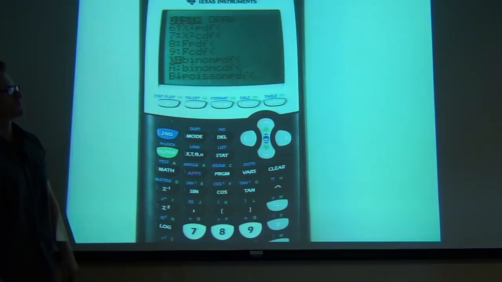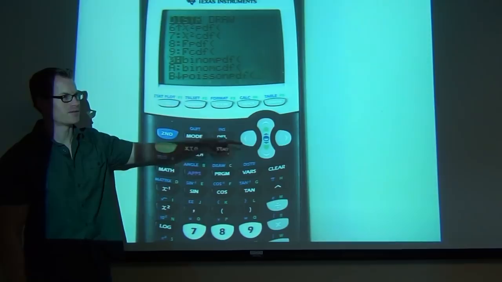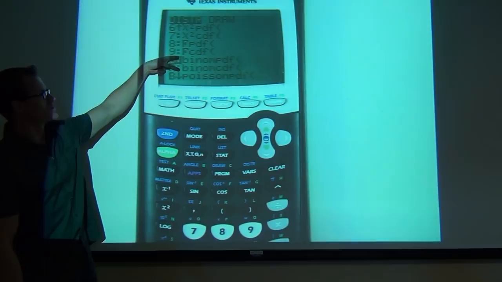Don't go to the Poisson. You know, we don't want poison. That's Poisson, actually. But don't go to that one. You'll get sick. We're just going to go here. You go to Poisson, you got too far. Go to binomial PDF and binomial CDF.